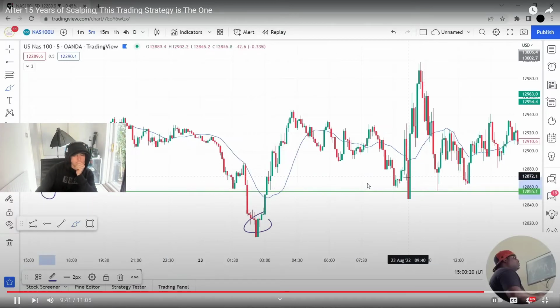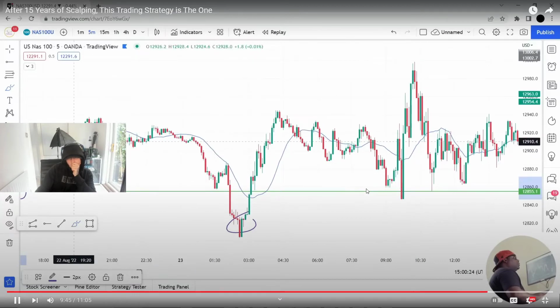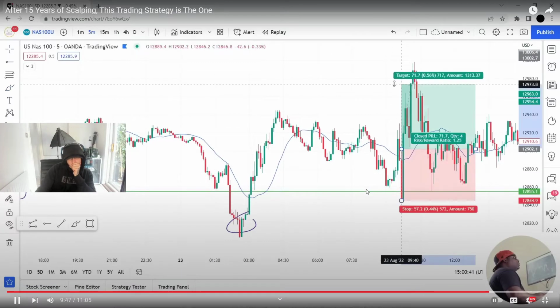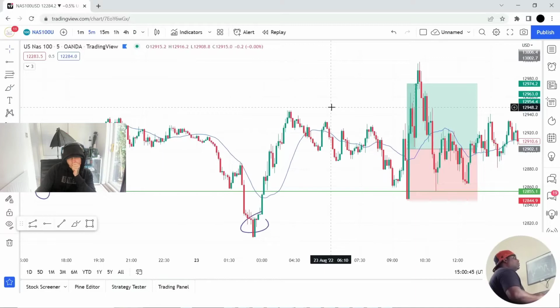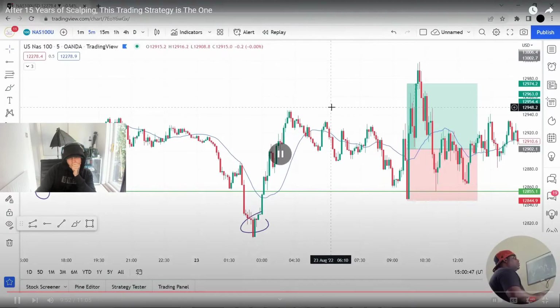So we have support bouncing off this support. I bought this, okay, when I saw this nice bullish bar right here, and I got out for a quick 1-to-1. So I know how to trade sloppy markets like this. You just got to wait for.